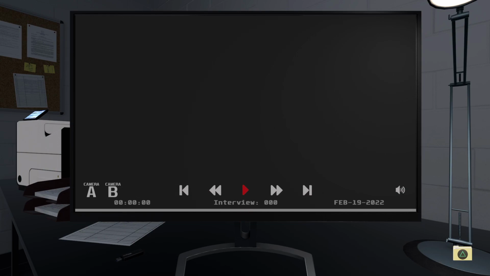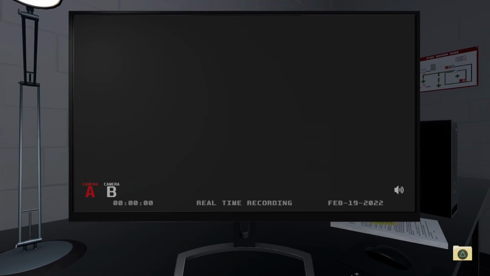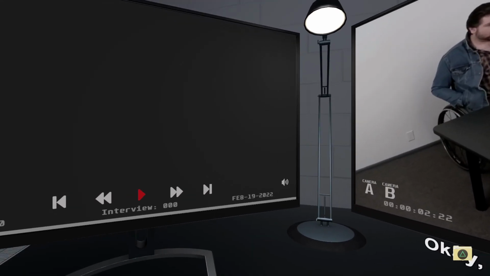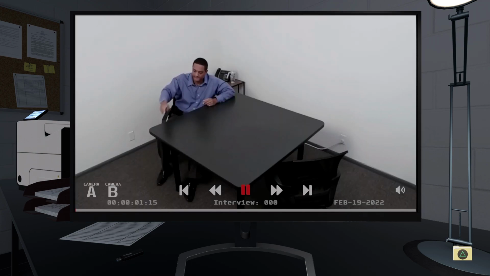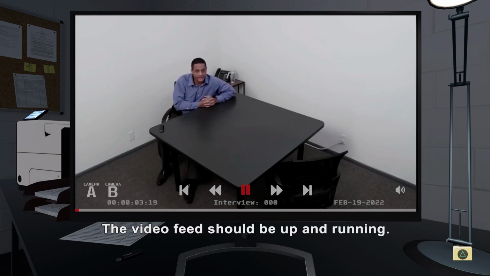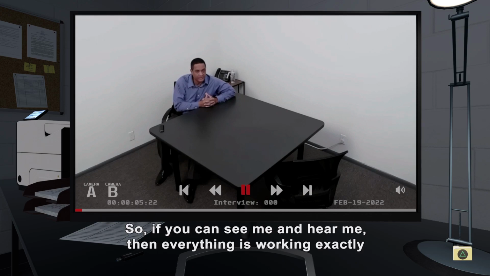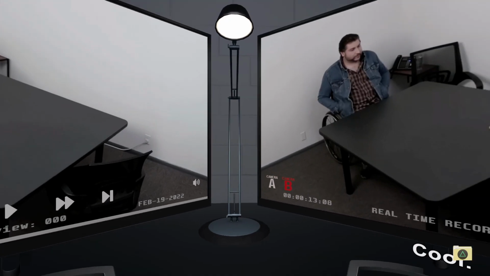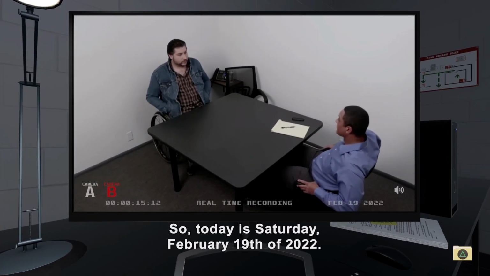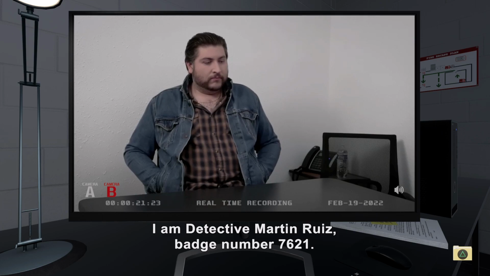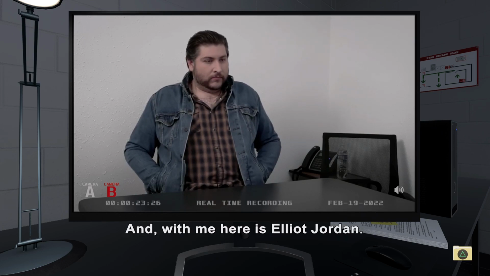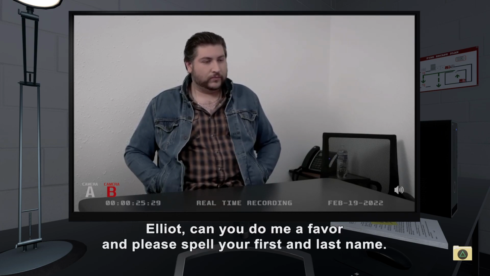Oh, it's two screens. Okay, Elliot, we are recording. I do want to remind you of the rights that we have. All right, the video feed should be up and running, so if you can see me and hear me. Okay, so today is Saturday, February 19th of 2022. I am Detective Martin Ruiz, badge number 7621, and with me here is Elliot Gordon. Elliot, can you do me a favor and please spell your first name?